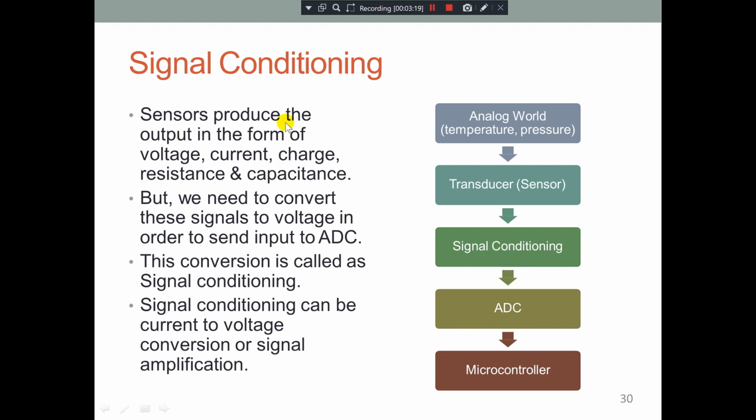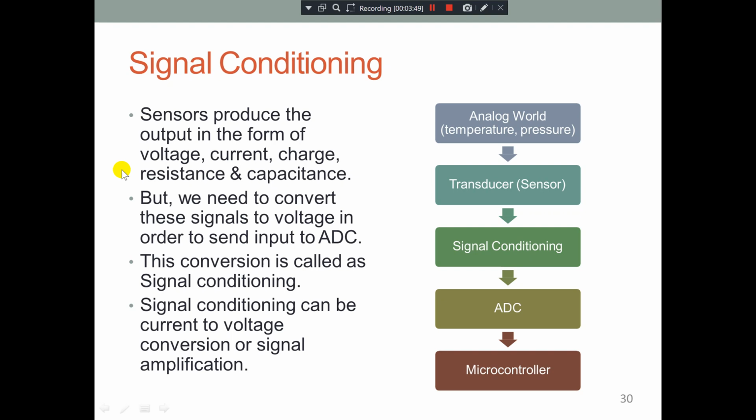The sensor produces output in the form of voltage, current, charge, resistance, and capacitance. These are the output forms of sensors; it may be different from these also. But we need to convert these signals to voltage in order to send the input to the ADC, that is, the analog to digital converter. This conversion is called signal conditioning.